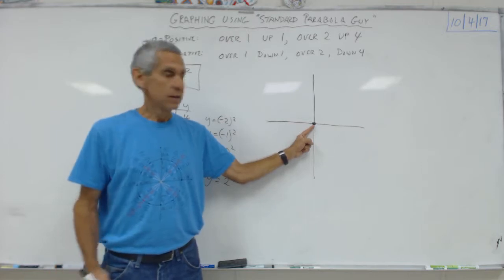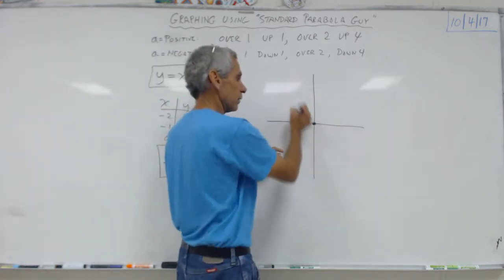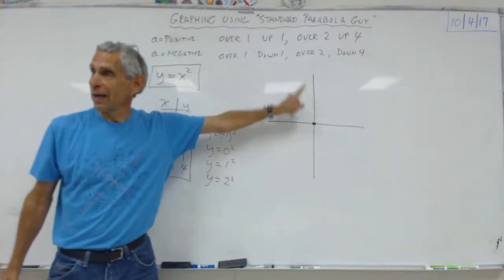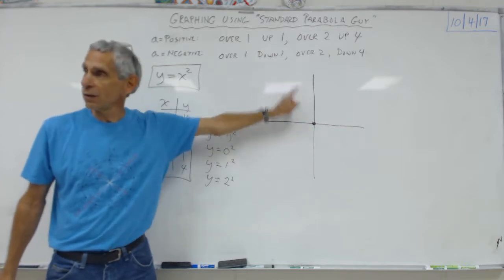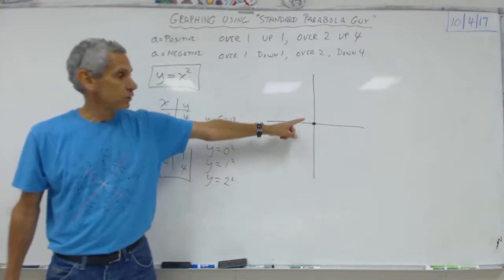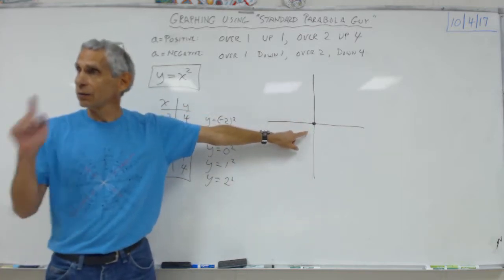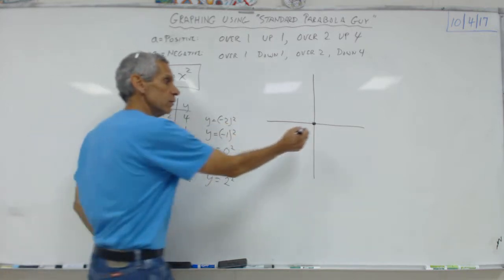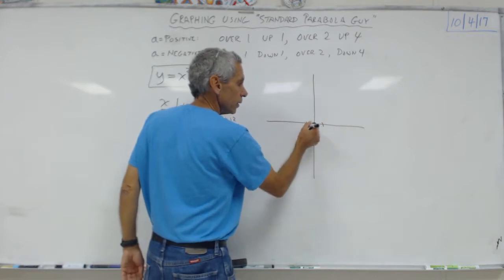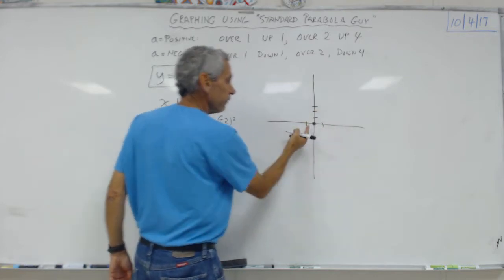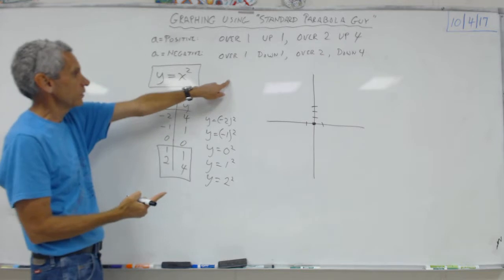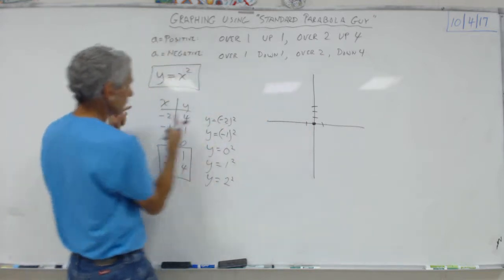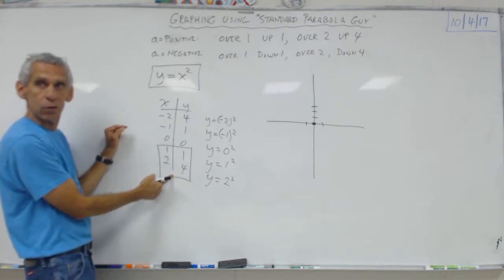This is where the graph turns around. I know the vertex has to be on the y-axis, and this parabola is only going to cross the y-axis in one place, right there. That place is also the vertex. Now that I've figured out where my beginning is, at C, right there, I just do this. Standard parabola guide: over 1, up 1, over 2, up 4.